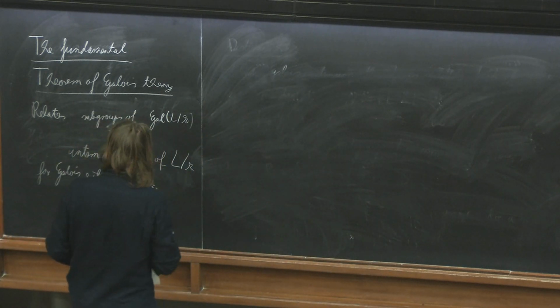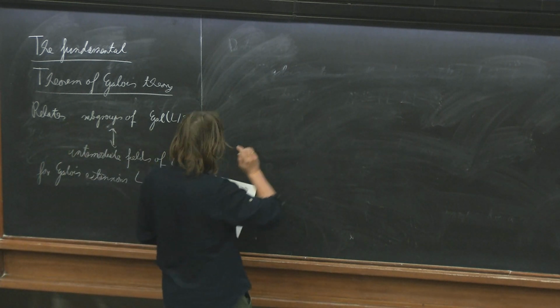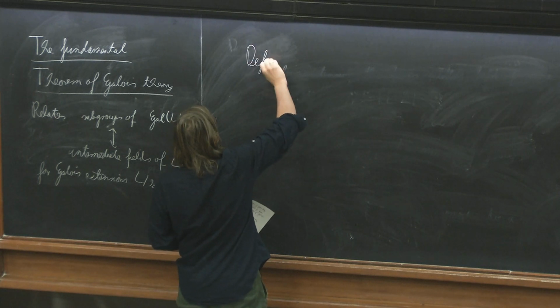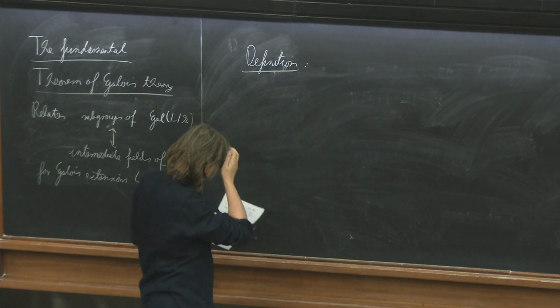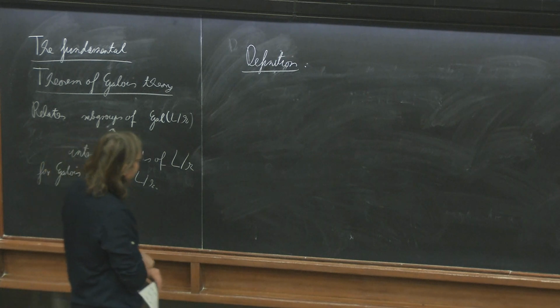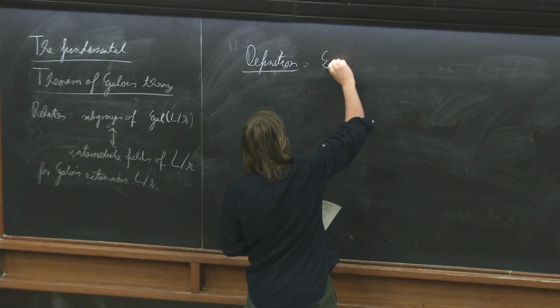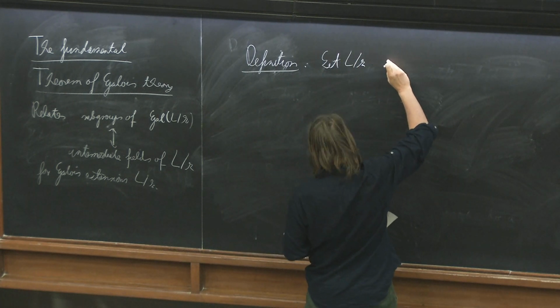So I have to tell you how this correspondence works. So let me give you the two directions. If I have a subgroup of the Galois group, how do I get an intermediate field? Well, good. So L over K is a Galois extension.